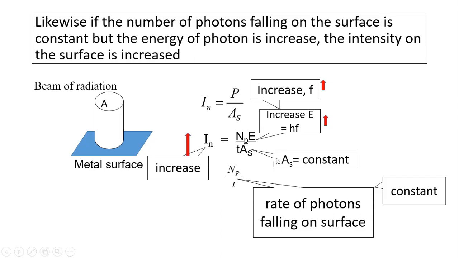Yeah, we're keeping A constant, area constant. We're keeping N P over T constant, number of photons falling on the surface constant. But we increase the intensity. So it means that we must have increased the energy or the frequency of the photon. That's all.